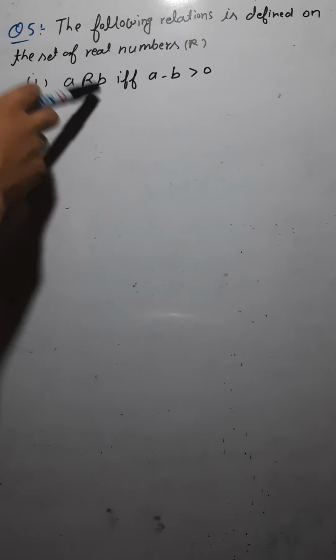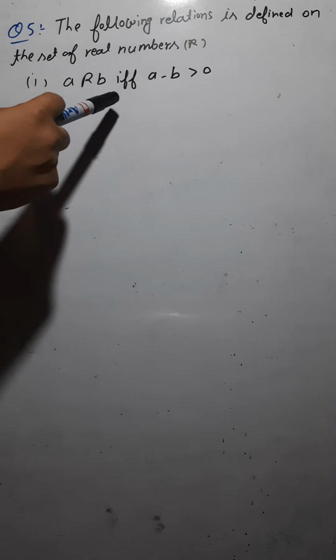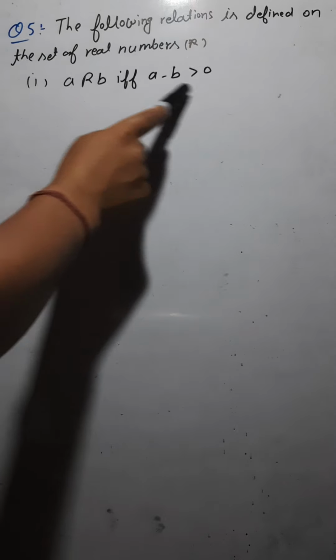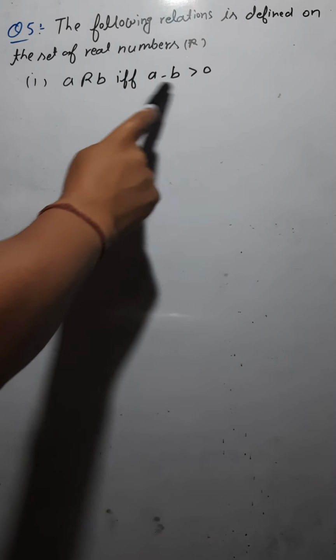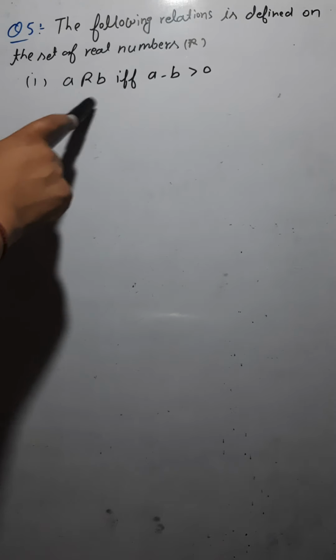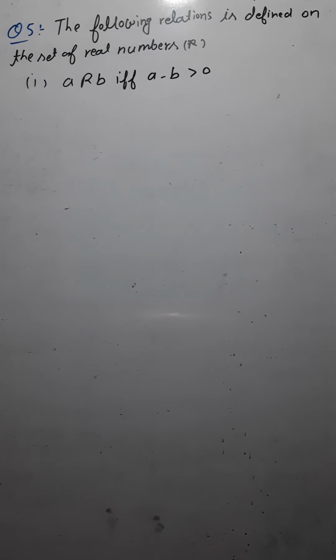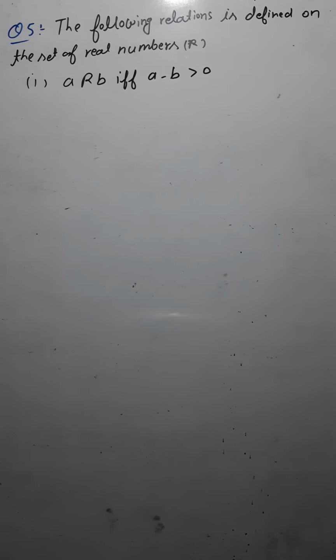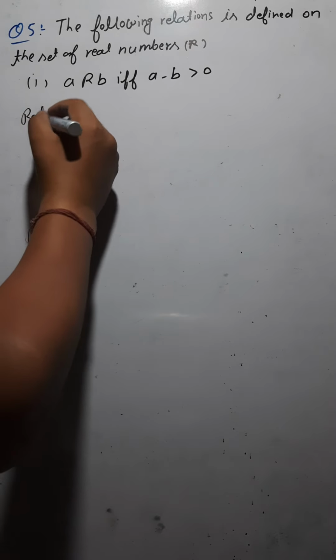A is related to B if and only if the condition A minus B is greater than 0. If two elements follow this condition, then only you would say that the given elements have a relation here. So this condition should be followed. Now we will check whether the given relation is reflexive or not. So let's first check its reflexivity.